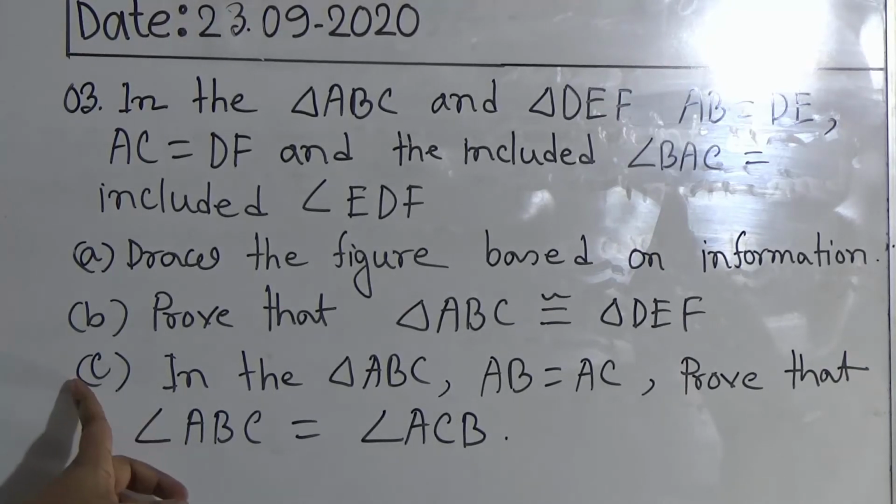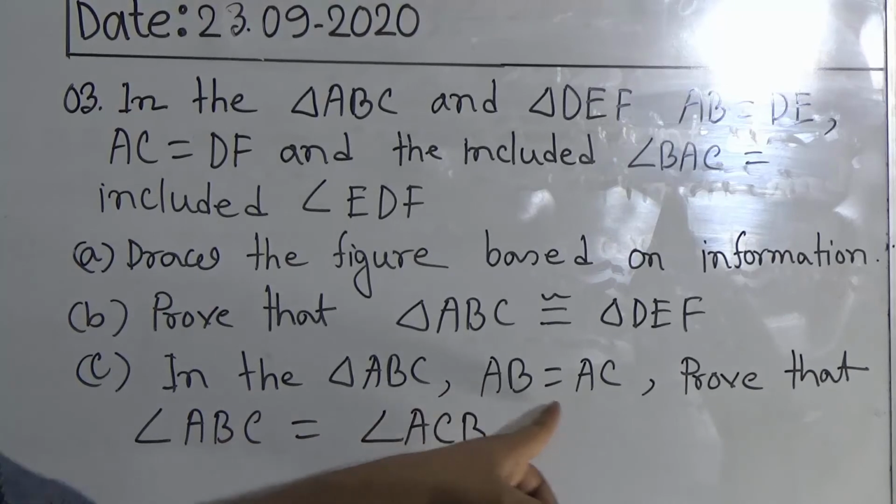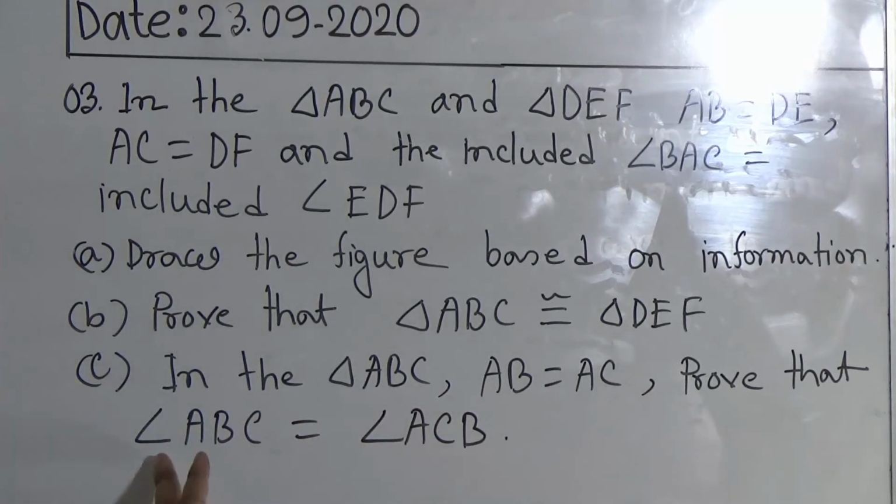Okay, question number C. In the triangle ABC, AB equal AC, prove that angle ABC equal to angle ACB. That means if the two sides of a triangle are equal, then their opposite angles must be equal. So this is that theorem, and it is also done in our previous classes.